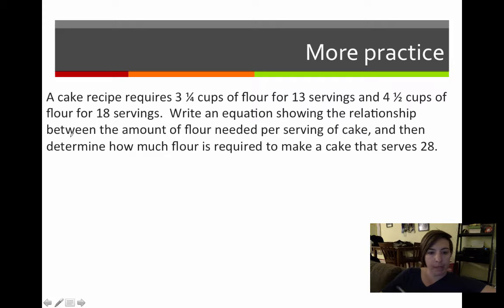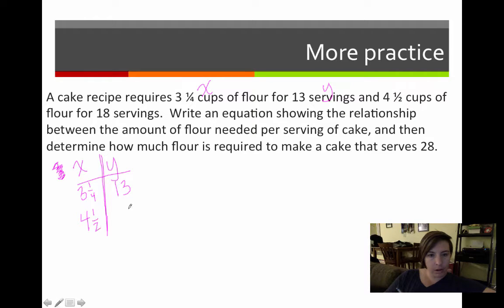All right, so let's start by making a table. We're going to say the cups of flour is our x, and the servings is our y. Let's set up a table first. We have our x value, and we have our y value. And we need to find the constant of proportionality. So if our x is 3 1/4, our y is 13. If our x is 4 1/2, our y is 18. I'm getting these numbers from the word problem.